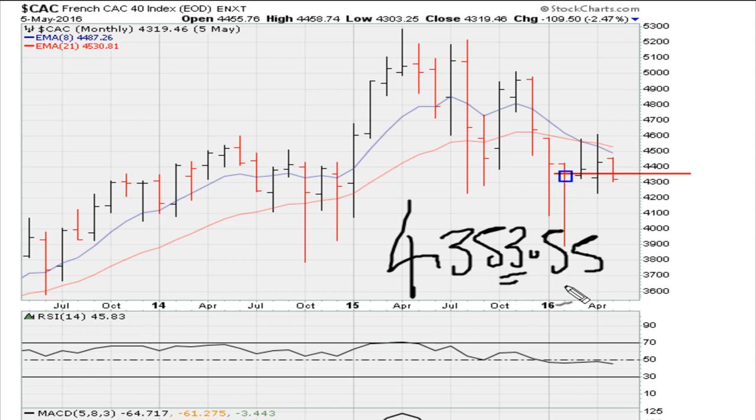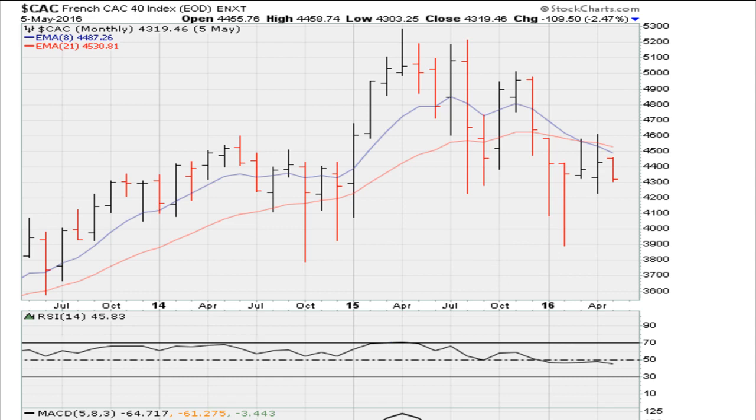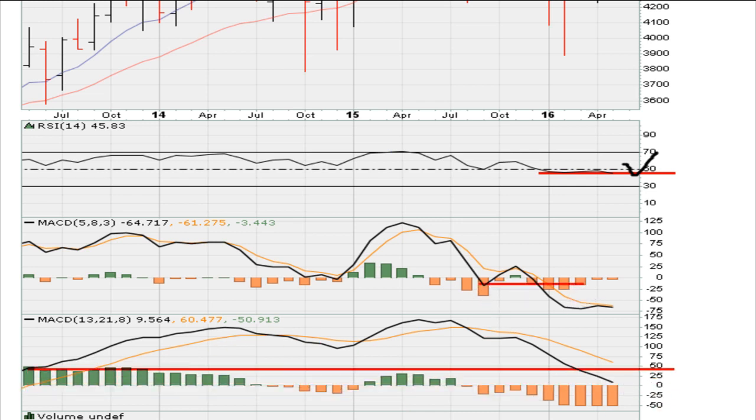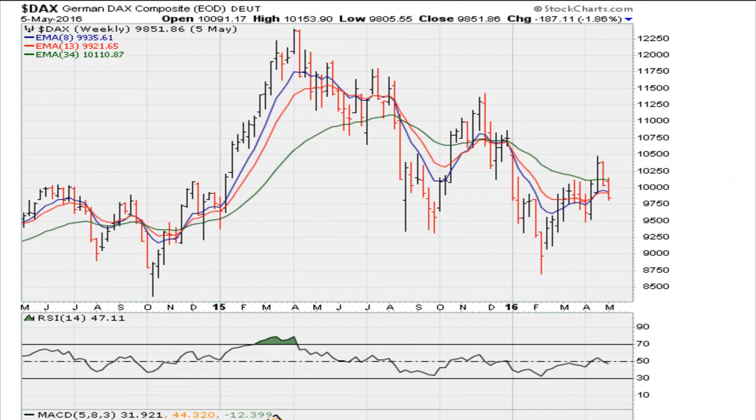Anything holding it below that number is very bearish, especially given the fact that we have the minimum requirement for a major drop, which is RSI moving to 3-year lows. Check. We got MACDs trading at 3-year lows, which is very bearish. So check, check. As long as the market is trading below 4353.55, the French market could be under some serious consideration for lower prices.